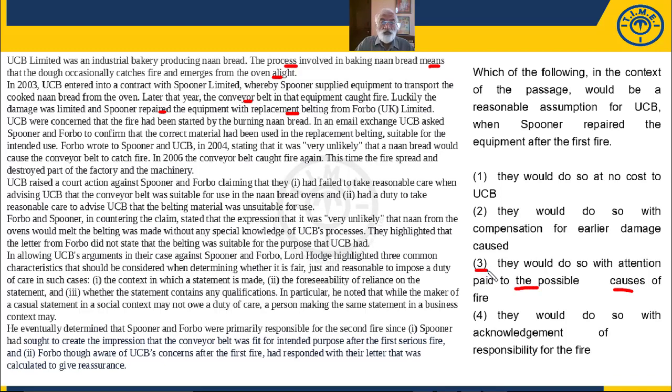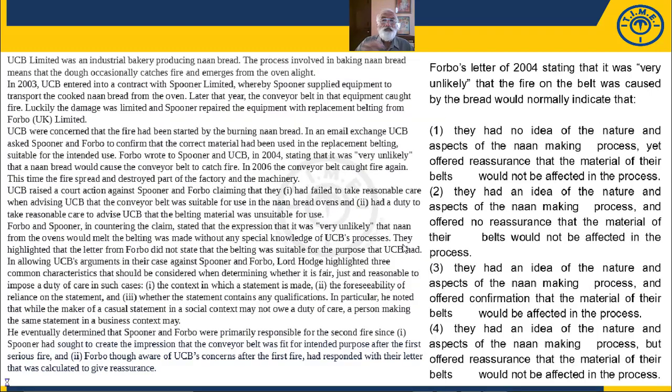All right, let's move on to the next question then. Now the next question is about Forbo's letter of 2004. Now what did Forbo state in the letter of 2004? They said it's very unlikely that the fire on the belt was caused by the bread. So now when you say it is very unlikely, what would that normally indicate?